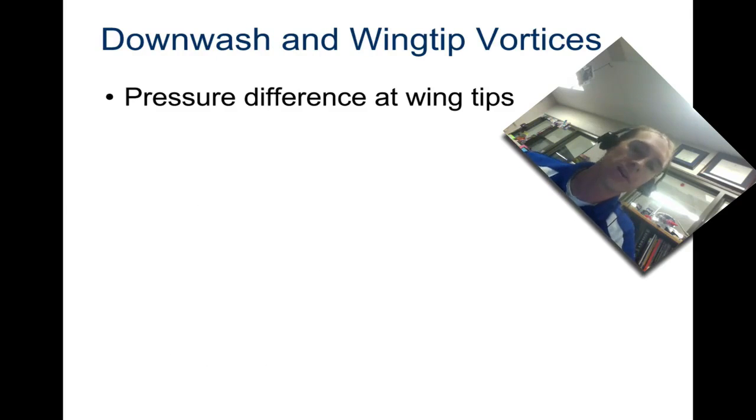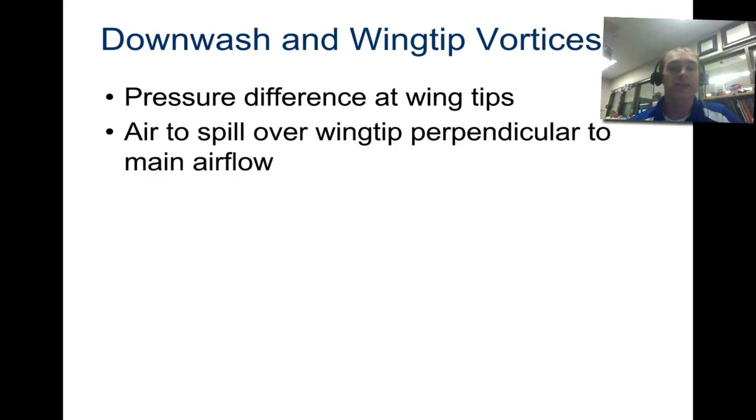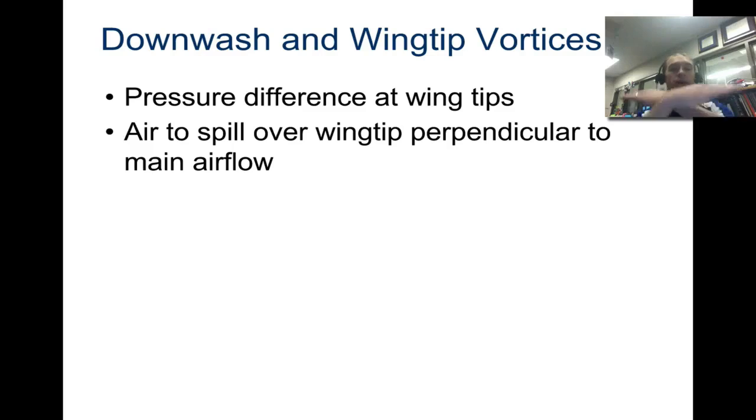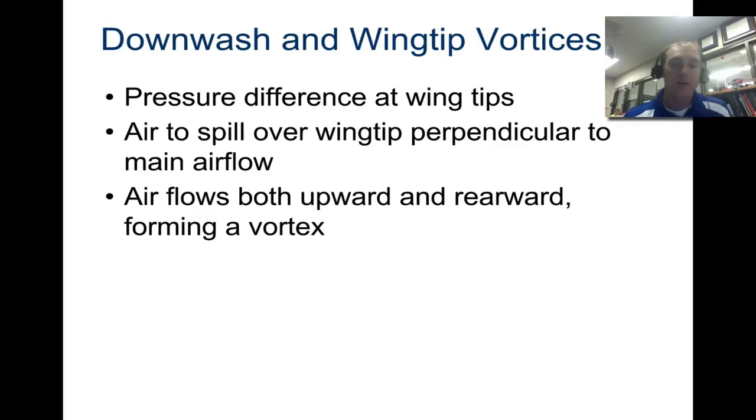And the last thing we'll take a look at is downwash and wingtip vortices. So there is a pressure difference at the wingtips. When you have your airplane, at the wingtips the air is being pushed down, and because it's being pushed down and back, it starts to swirl up. So you have this constant swirling at the edges of your wingtips. They flow out and then up again. They kind of swirl up, and that's what forms that vortex.